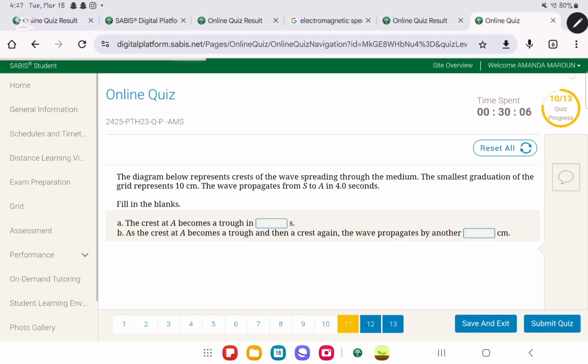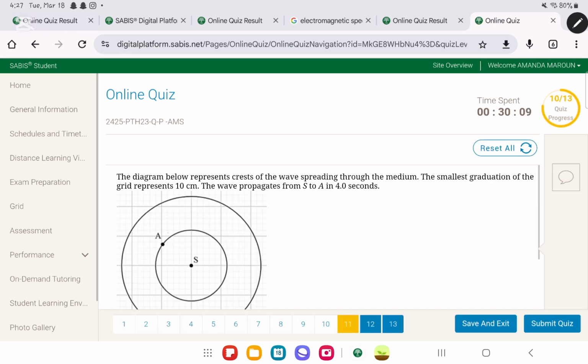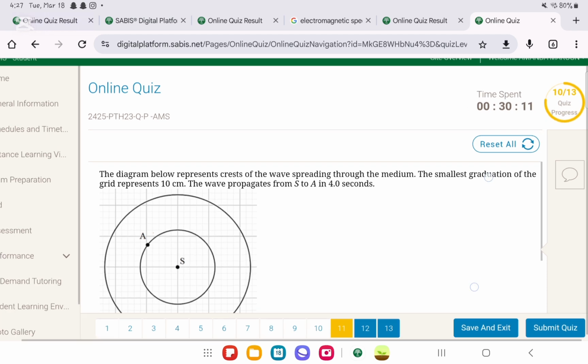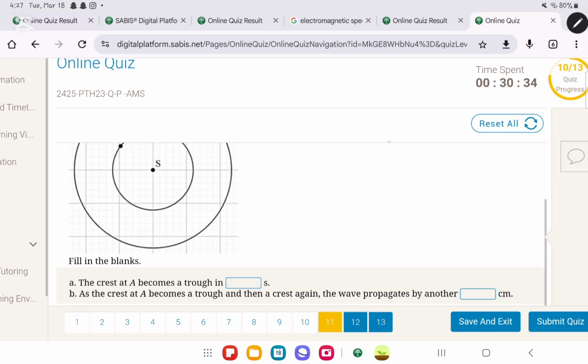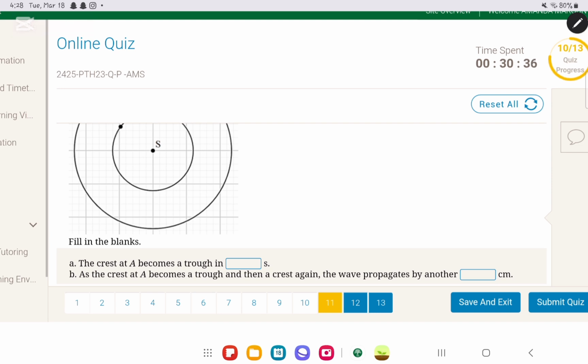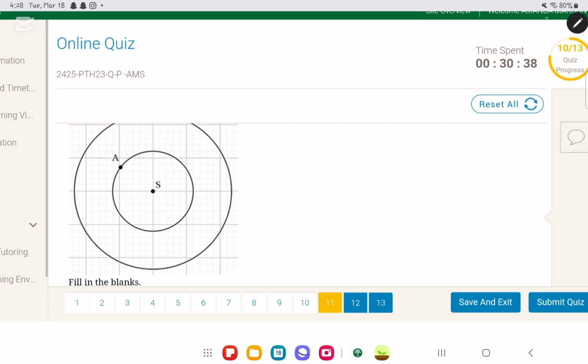Now we move on to question number 11. This is a very nice question. They told us the diagram below represents crests of waves spreading through the medium. The smallest graduation of the grid represents 10 centimeters. The wave propagates from S to A in 4 seconds. So they said the smallest graduation, meaning one block, is 10 centimeters and it propagates from S to A in 4 seconds. They said the crest at A became a trough.